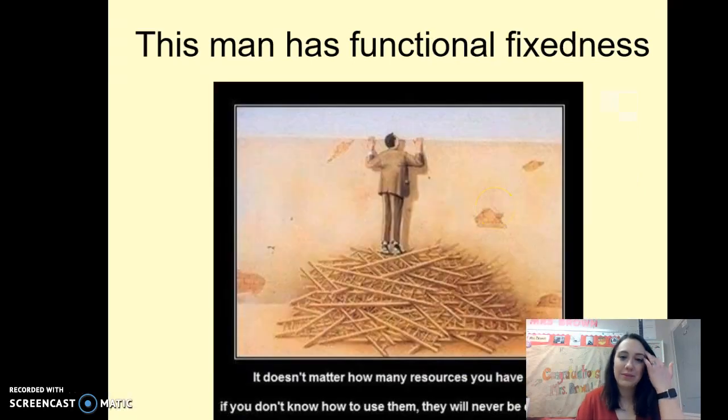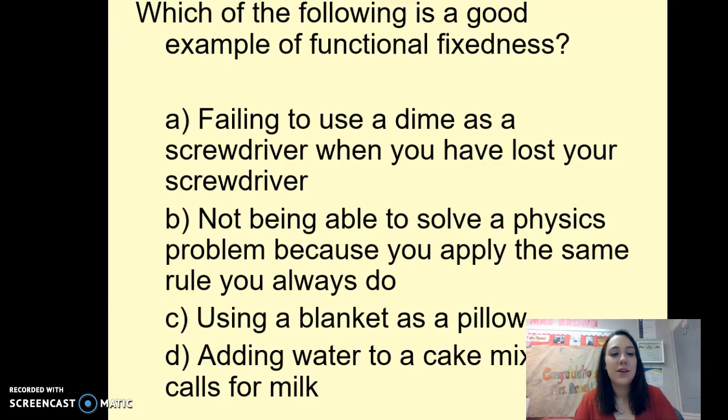All right, which of the following is a good example of functional fixedness? Failing to use a dime as your screwdriver when you've lost your screwdriver. Not being able to solve a physics problem because you always apply the same rule, that's mental set. Using a blanket as a pillow, that's not functional fixedness. And adding water to cake mix when it calls for milk, that's also not functional fixedness. So the answer is A.